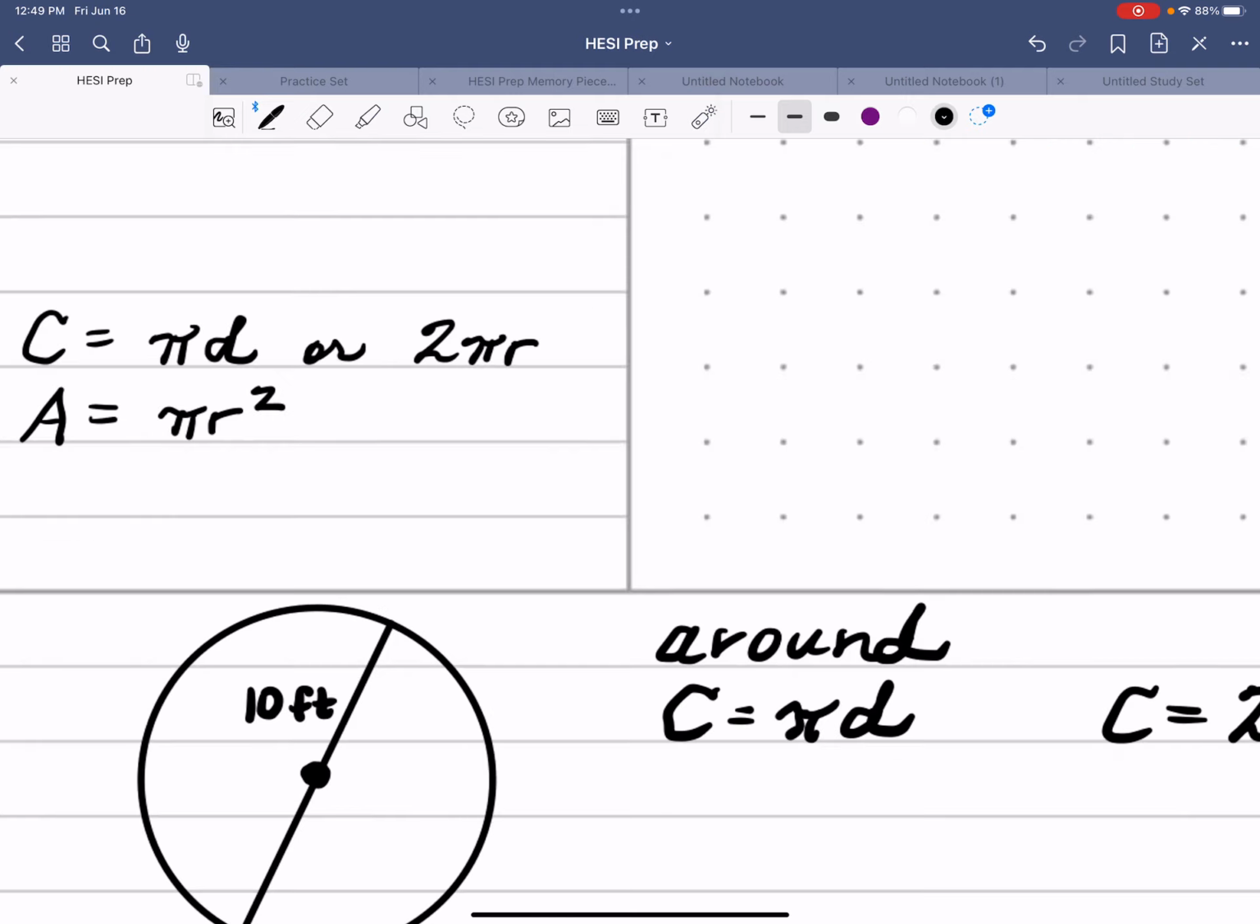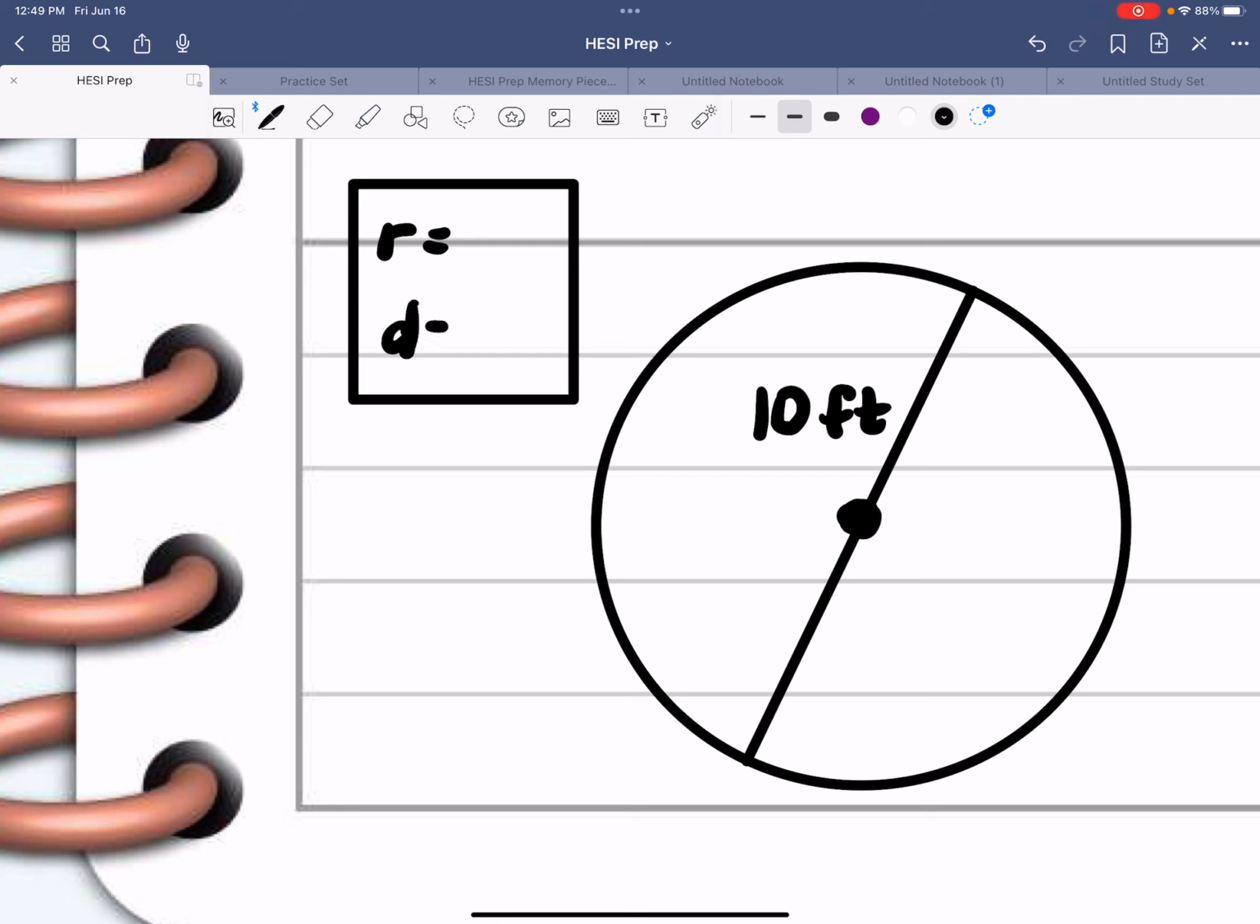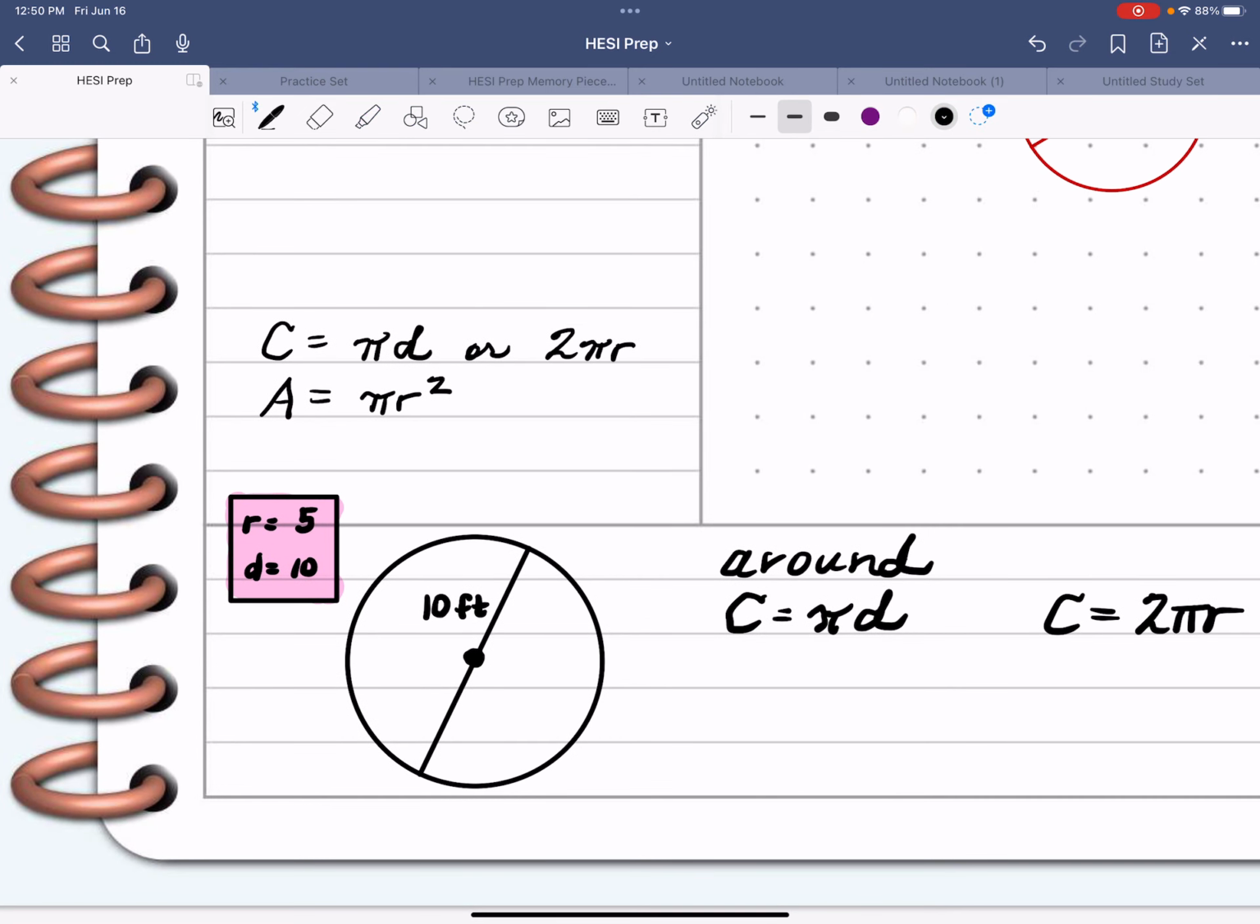But the first thing I want to do when I'm looking at this circle, I need to force myself to stop and think. R and D. If D is 10, what's R? Well, it's half of 10, so that would be the 5. Take the time. As soon as you see the circle problem, take the time. This should be the first thing you ask yourself. What is the R for this circle and what is the D for this circle? Okay, once you know those, you can do the formulas.